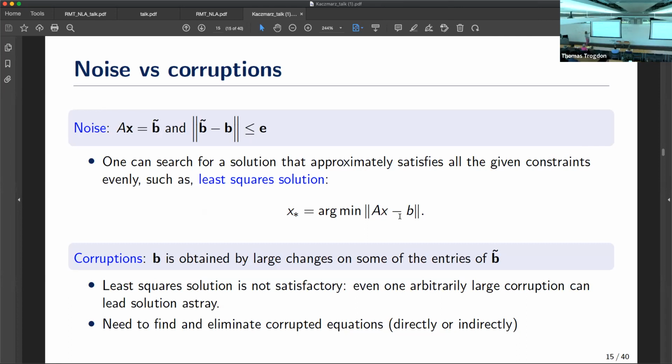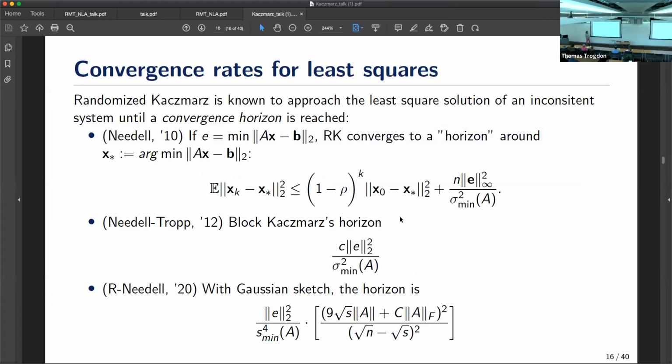So in the framework where people don't have an exact solution but might have some noise, it makes sense to ask for least squares problems, so it's the 2 norm here. People thought about it. Actually, with each method I mentioned before, randomized Kaczmarz, block Kaczmarz, Gaussian sketched Kaczmarz, me and Deanna Needell, we all did some estimate for the noisy case in terms of the size of the noise.